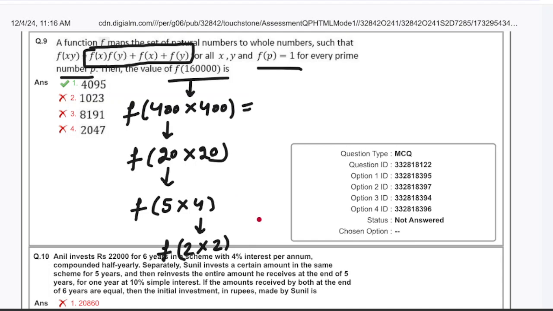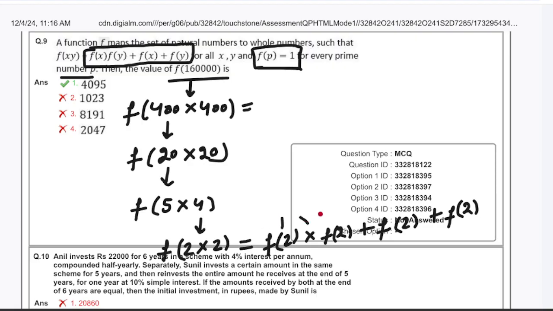Now we have to find out the answer. Now f(2 into 2) will be f(x) into f(y) plus f(x) plus f(y). Now f2 value, because of this property, is going to be 1. So 1 into 1 plus 1 plus 1. That means f2 is equal to 3. Now put this value here. f4 is equal to 3.